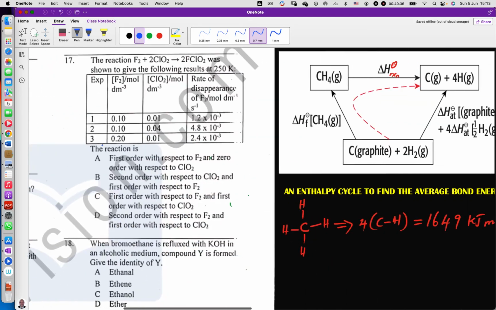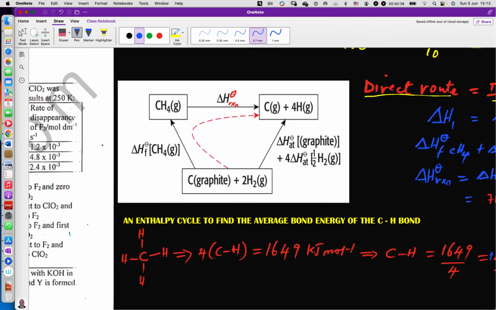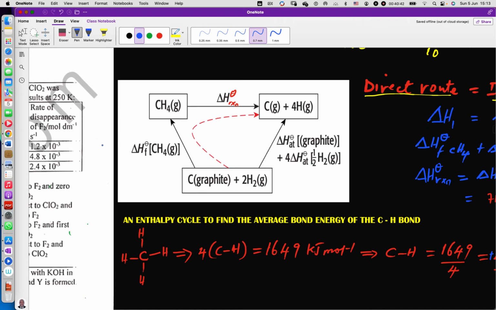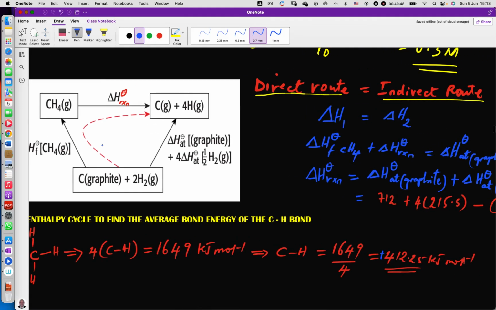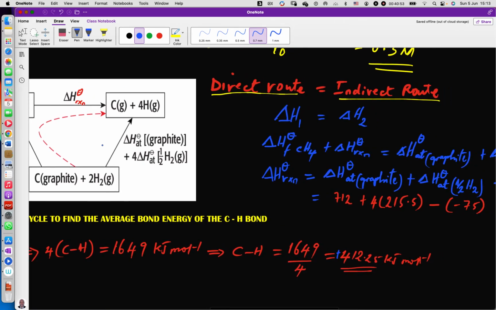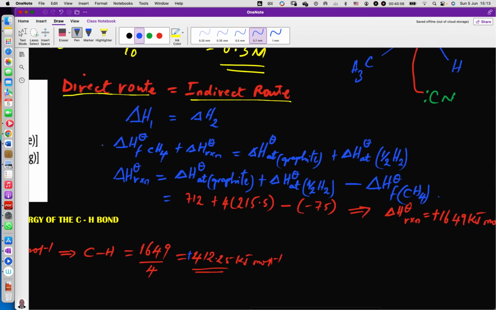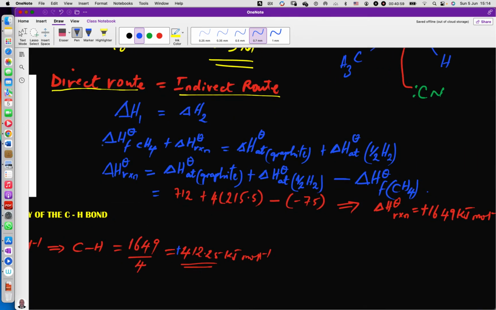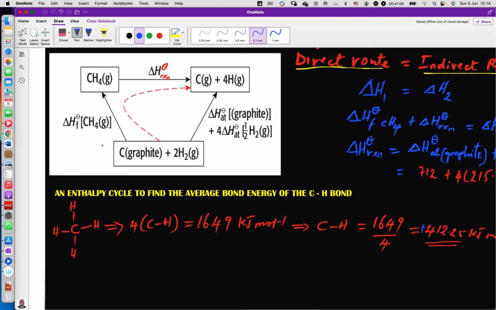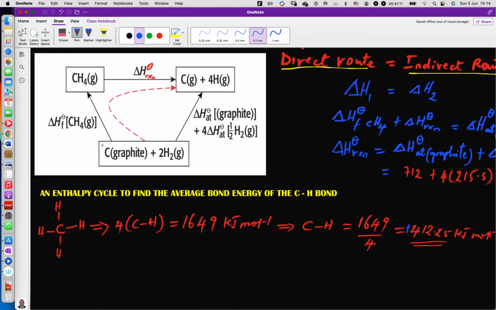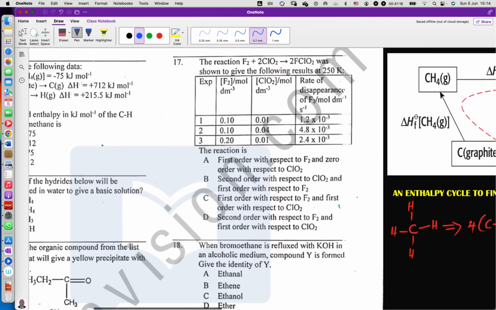Once more, please, you have to draw your enthalpy cycle to find the average bond energy. It's very, very important. When you draw it, you form an equation: direct route equals indirect route, according to Hess's law. Then you substitute the values. The answer you get, you equate to the number of CH bonds in methane, and then make the CH bond the subject, and you have your value. Then you tick your answer.